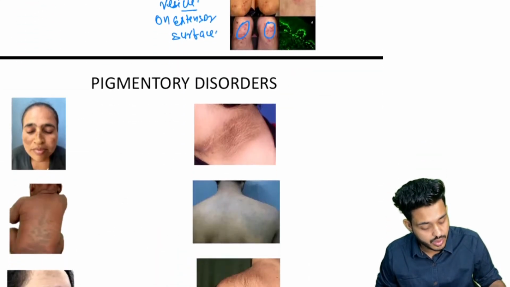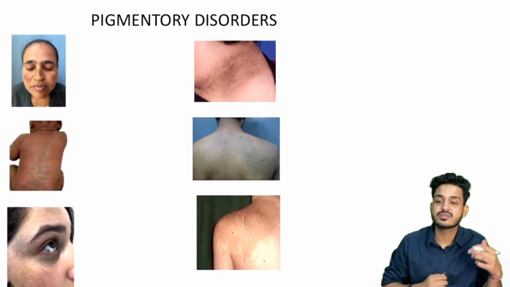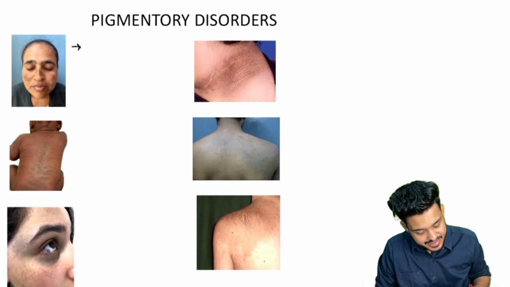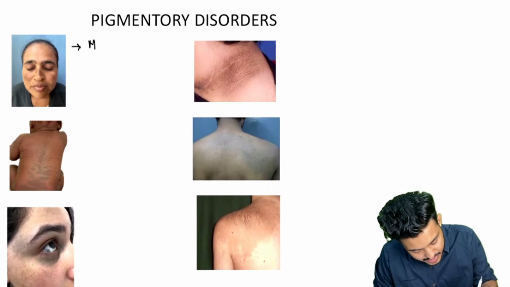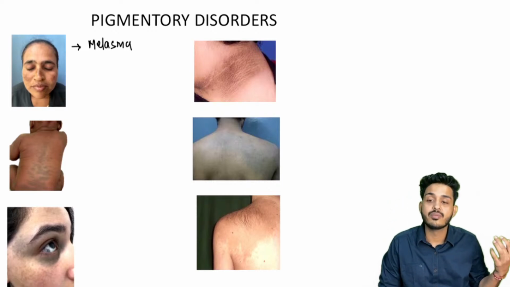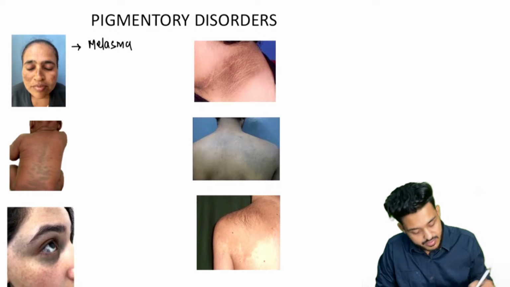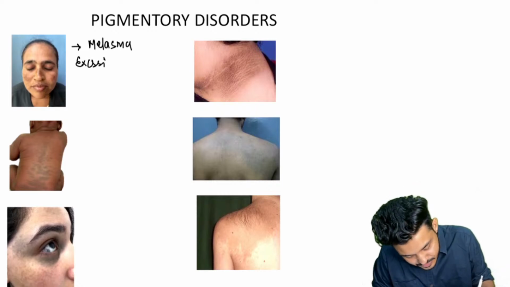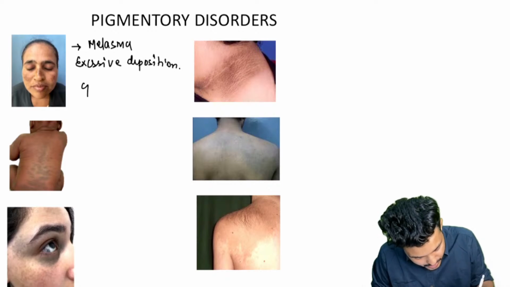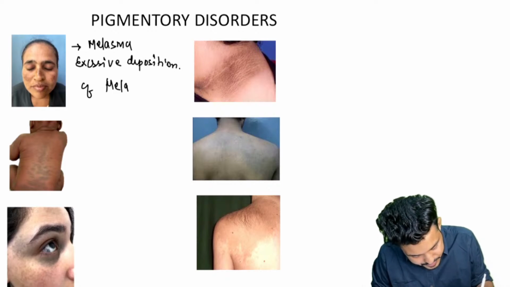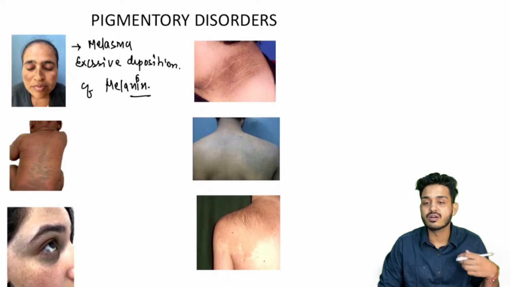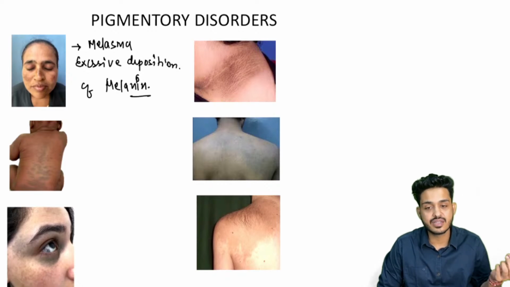Now let's talk about the pigmentary disorders. So first one, what is this? What is this, guys? What you are seeing here? This is the case of melasma or chloasma, because this is happening due to excessive deposition of melanin. Due to excessive deposition of melanin, what will happen? There will be changes in the color. There will be increase in the color changes.